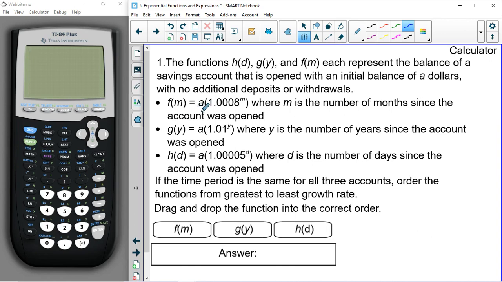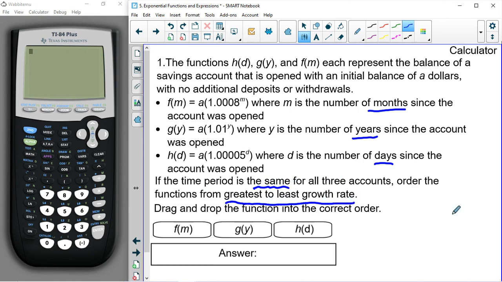f of m equals a times 1.0008 to the m, where m is the number of months since the account was opened. g of y equals a times 1.01 to the y, where y is the number of years since the account was opened. And h of d equals a times 1.00005 to the d, where d is the number of days since the account was opened. And then it says if the time period is the same for all three accounts, we have to order the functions from greatest to least growth rate.